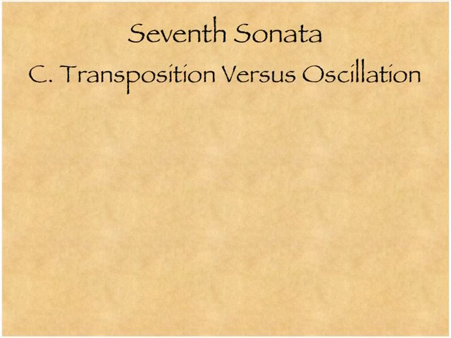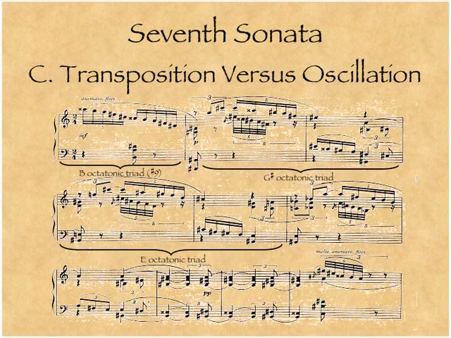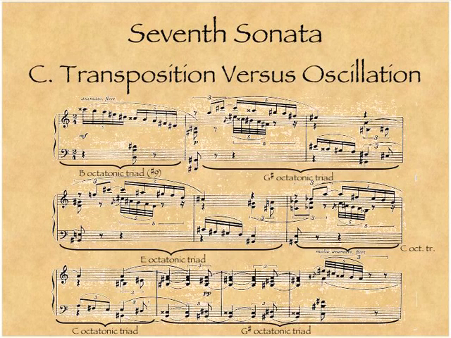On the other hand, sections based on the transposition principle avoid the acoustic triad, since no root is settled on long enough to allow for an interchange between the octatonic triad and the acoustic triad. Measures 60 through 65, for example, transpose the octatonic triad 5 times in the space of 6 measures. There is no time for the acoustic triad to oscillate with any of the octatonic triads.